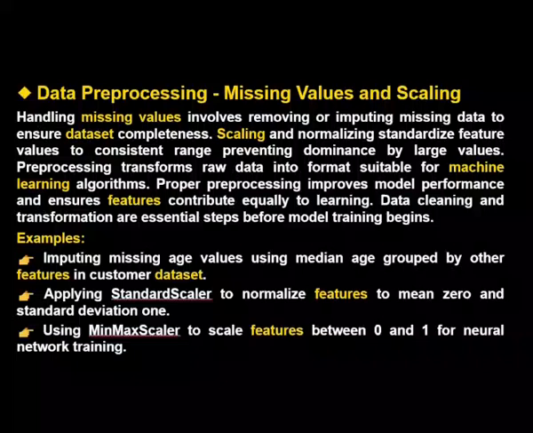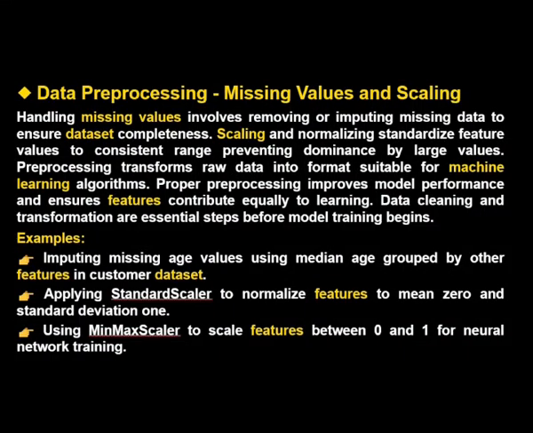And the next one is data preprocessing: missing values and scaling aspects. Real-world datasets are rarely clean. Almost all datasets have some noise in the data. They often contain missing values and features with different scales. Missing values can be handled by removal or imputation. Scaling ensures all features contribute equally to learning. Techniques like standardization and normalization improve convergence and accuracy of models.